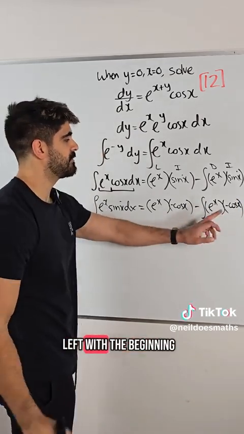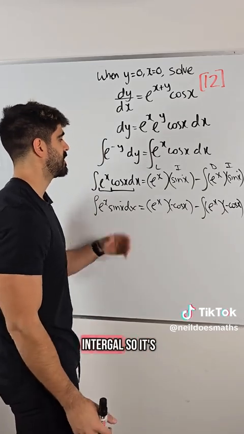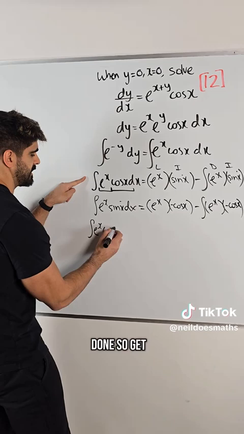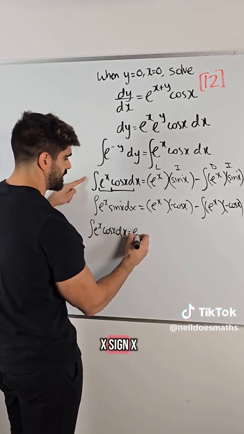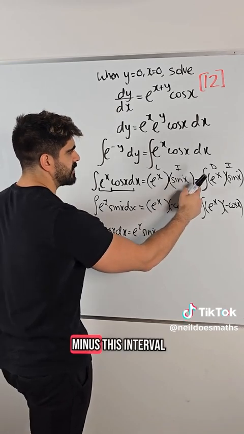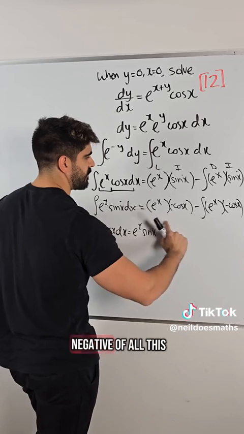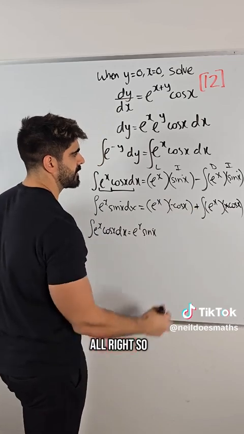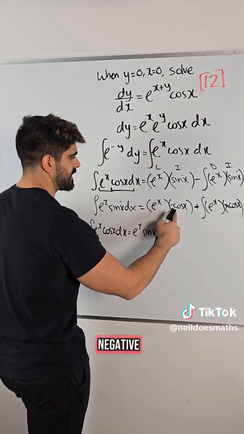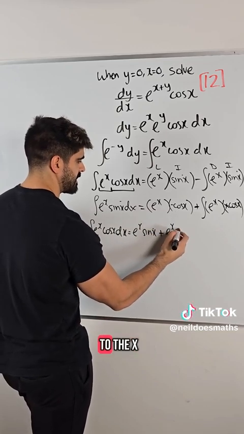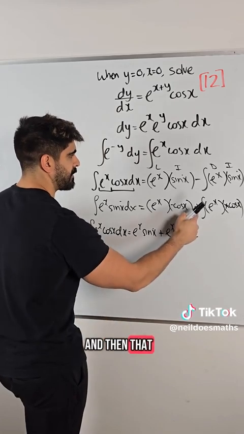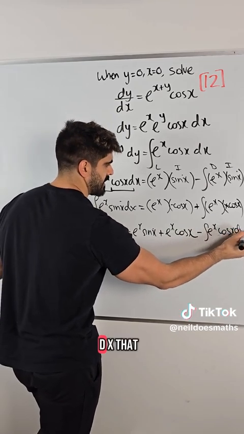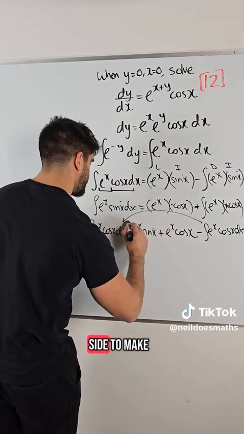Interesting. We are left with the beginning. This is a cyclic integral. So we're just going to write down our full integral, and then we're just going to do a bit of rearranging, and then we're done. So we get e to the x cos x dx is e to the x sine x minus this integral, which is the negative of all of this. Okay? Now this minus comes out there to make it a plus. All right? So we get the negative of this, but there's already a negative there, so it's going to become plus e to the x cos x. And then that plus, with that negative there, it's going to become minus the integral of e to the x cos x dx. That comes to this side to make it 2.